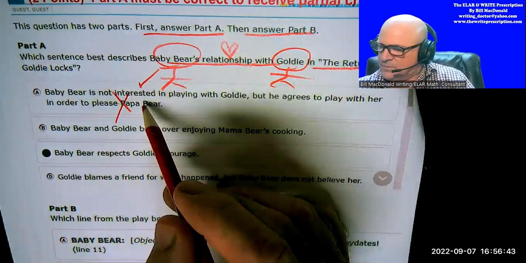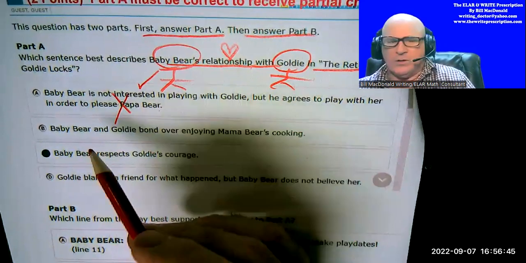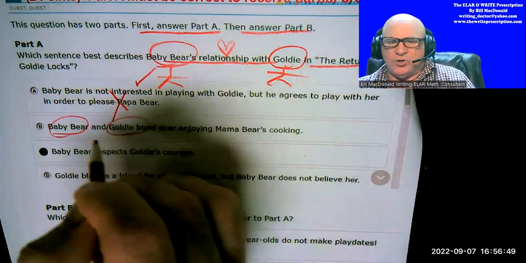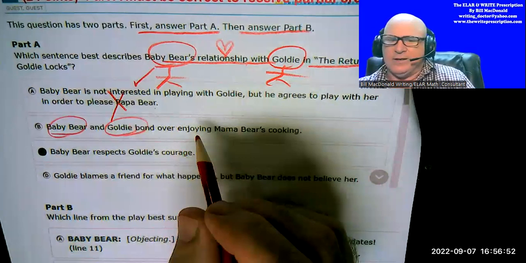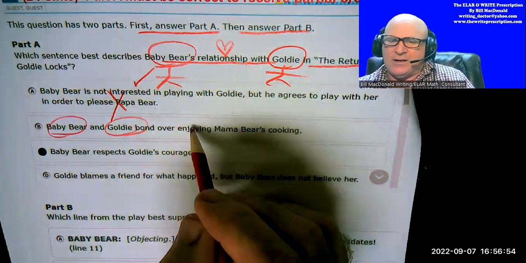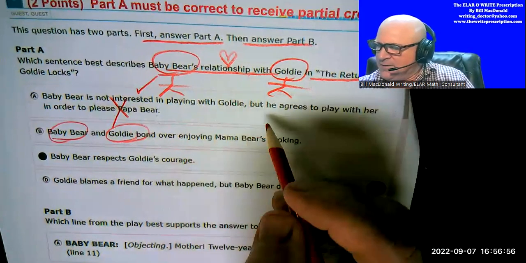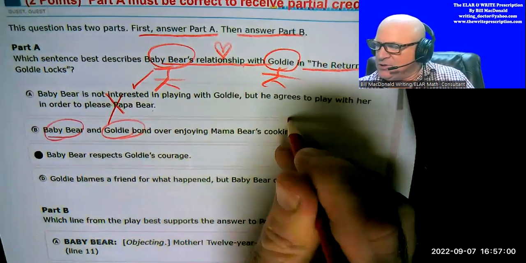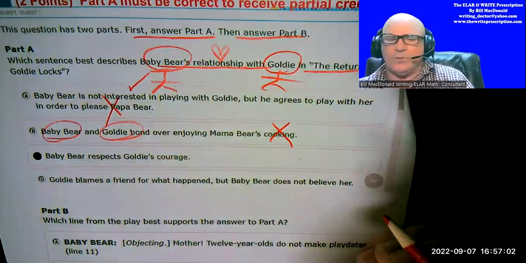Baby Bear and Goldie, compound subject, bond over enjoying Mama Bear's cooking. The entire time they're together, they're playing video games. They're not eating any food. So I can't choose an answer that's not true.